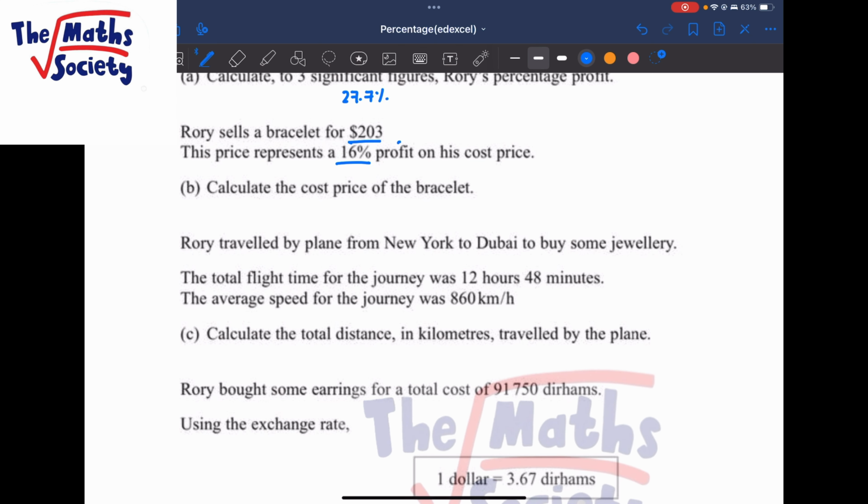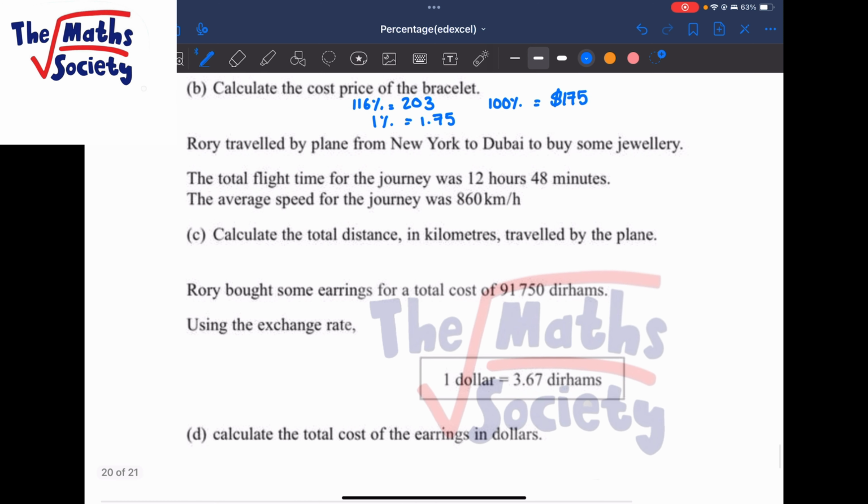It says Rory sells a bracelet for 203. This represents a 16% profit on his cost price. So you need to find the cost price of this bracelet. So 116% would be $203. 1% you'll get 1.75, and that would be 100%, right? $175. That's the $175 that he paid for the cost of the bracelet at first.